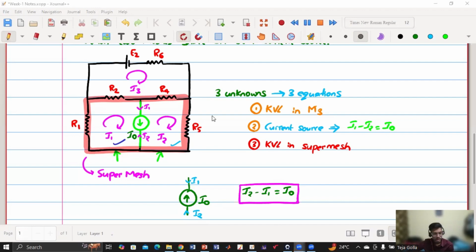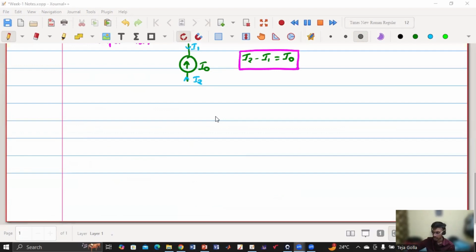So now that we have completed the mesh analysis, let us just solve a quick example.